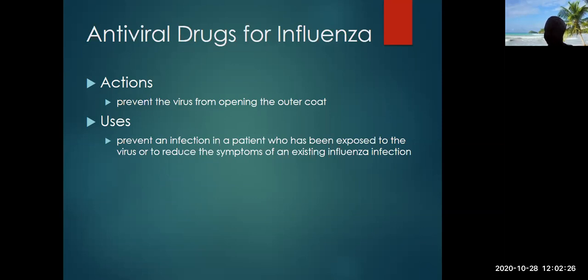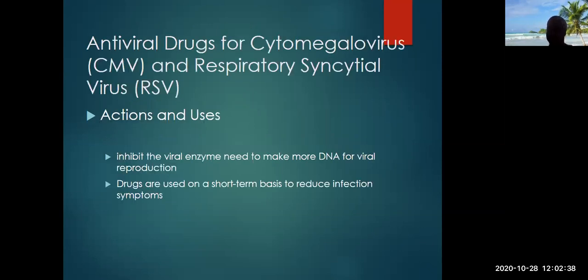Then you have some other antiviral drugs. Those antiviral drugs for influenza, I did go over some of the actions and the uses already. So now you have your antiviral drugs for the cytomegalovirus or the CMVs, or your RSVs, your respiratory syncytial virus, which you see a lot of times in children and the elderly. So let's look at the cytomegalovirus.